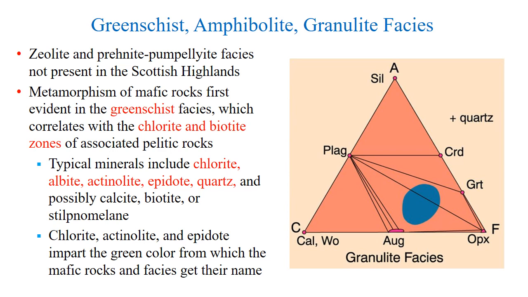the greenschist facies, which correlates with the chlorite and biotite zones associated with pelitic rocks. Typical minerals include chlorite, albite, actinolite, epidote, quartz, and possibly calcite, biotite, and sillimanite. Chlorite, actinolite, and epidote impart a green color from which the mafic rocks and the facies get their name. Although some schists that are not greenschist facies may be green, it is not common, and the greenschist and greenstone rock names should only be applied to the rocks of this facies.